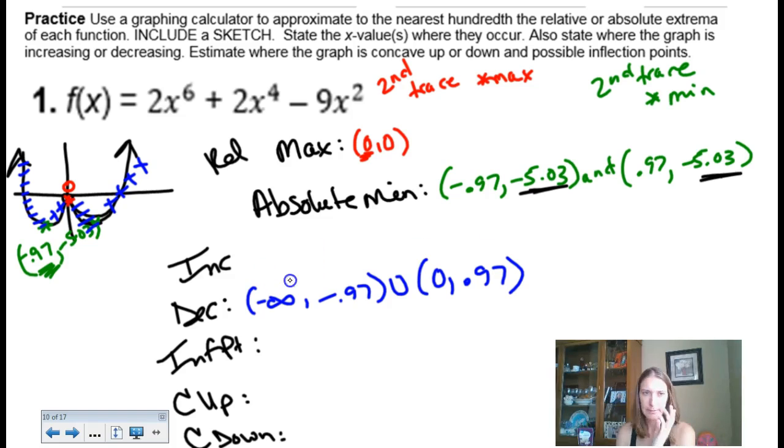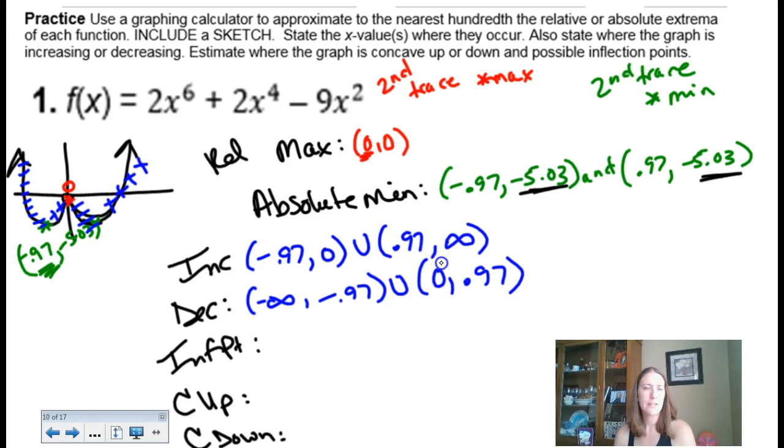Now back to increasing. My bad. Negative 0.97 to 0, and positive 0.97 to infinity. Notice the increasing and decreasing for this curve basically took up the whole thing, because there was no point in the curve besides the critical points, the extrema, where it was constant. So also notice the use of parentheses instead of brackets.